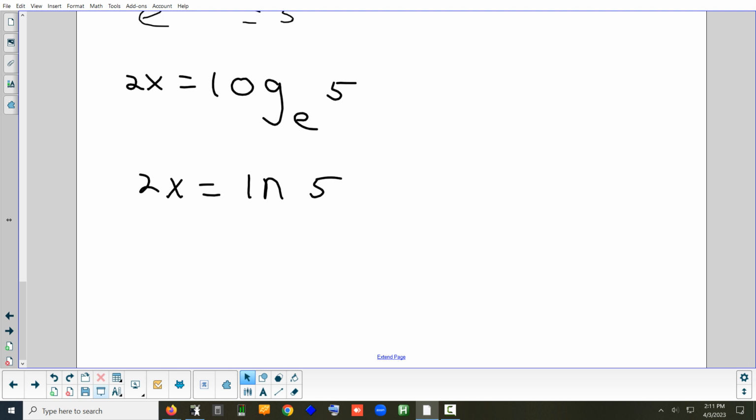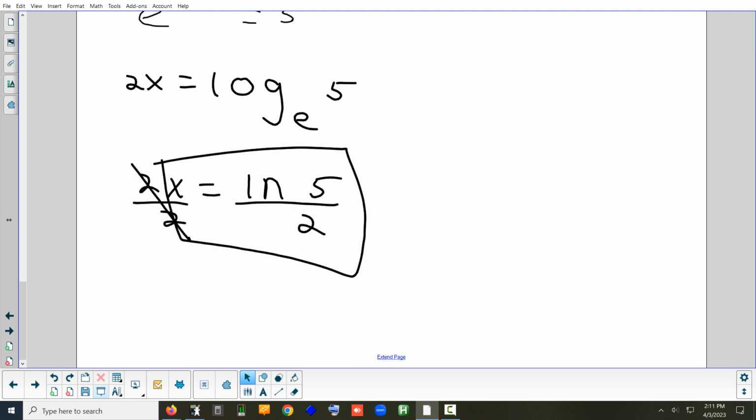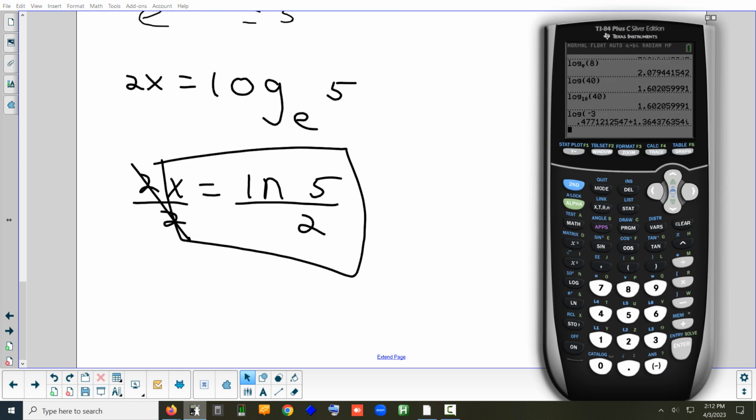Right. What do we still have to do to get x alone? Divide by 2. Yep, we're going to divide each side by 2. And there is the exact answer to your problem. The ln of 5 divided by 2. If they want us to get a decimal for it, we'll just type it in.